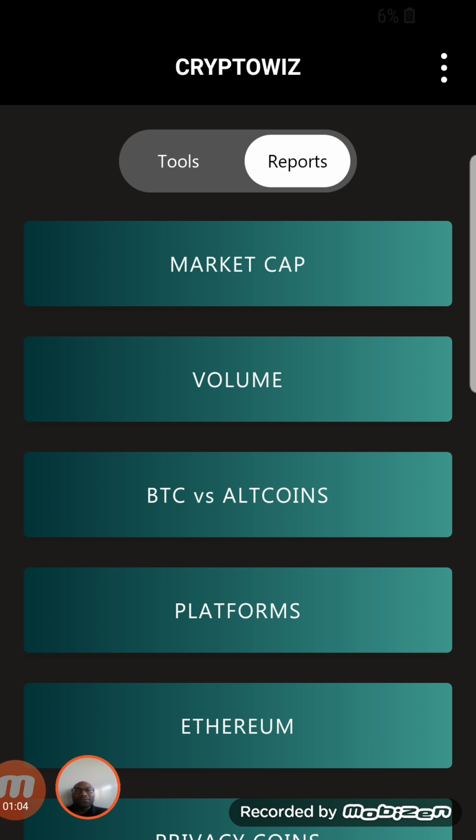That means that all of the reports that you're going to be seeing right now, please do not use them to do any investment or any decision making, because it's all dummy data that you're going to be looking at right now. Okay, so let's start with market cap.